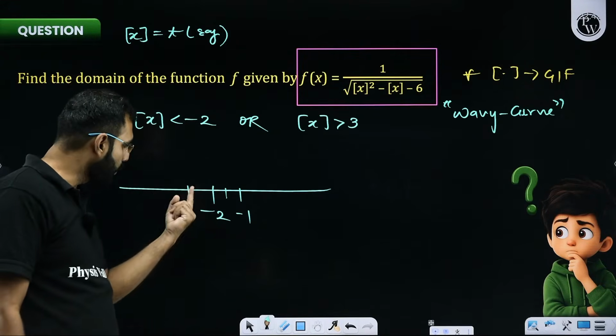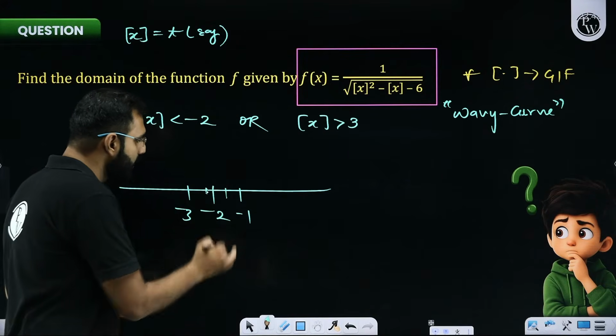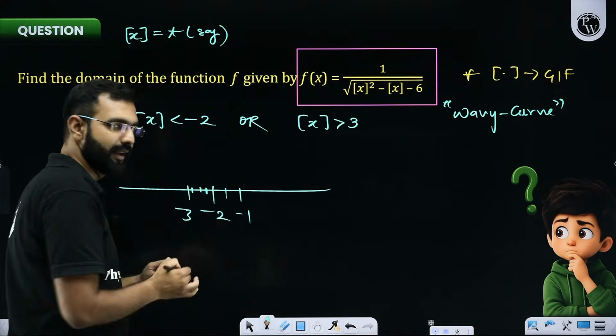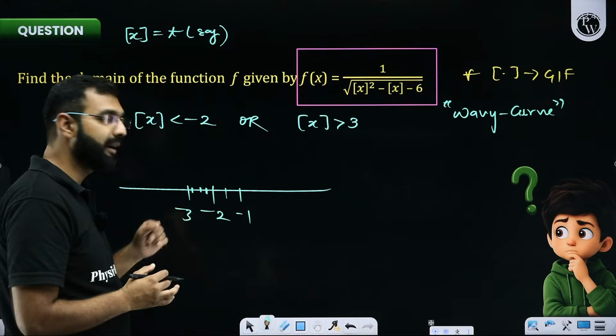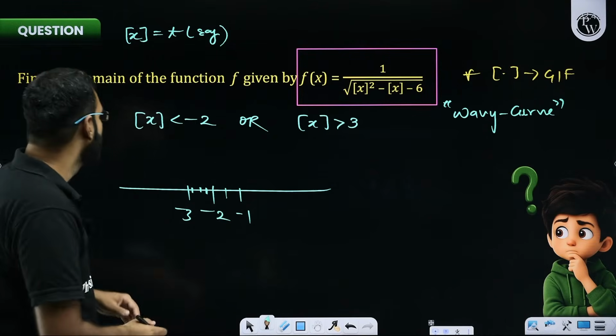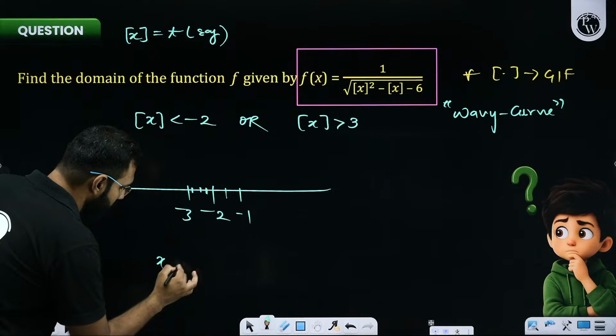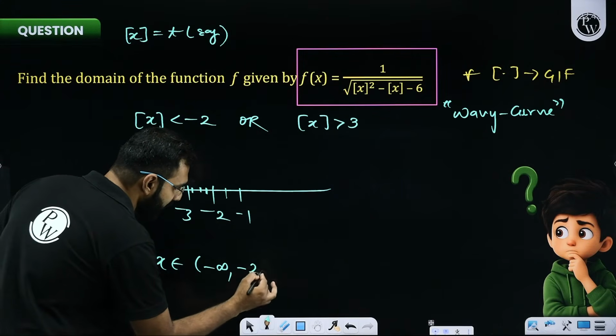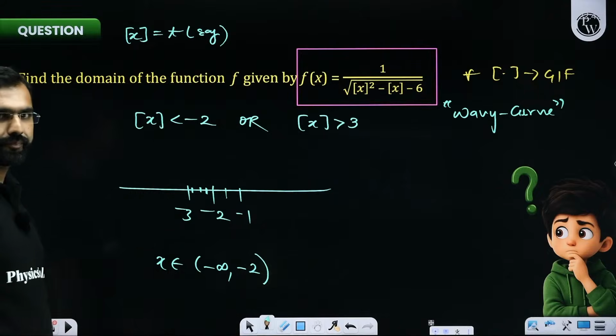No, I cannot. But what if I take minus 2.1? What if I take minus 2.2? What if I take minus 2.9? Their GIF will be minus 3. Yes or no? So for this part, x is going to take all the values from minus infinity to minus 2, but minus 2 is open.